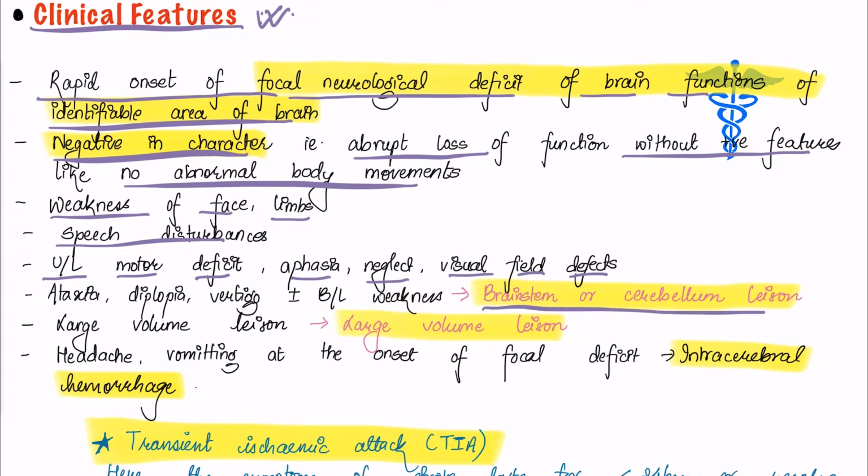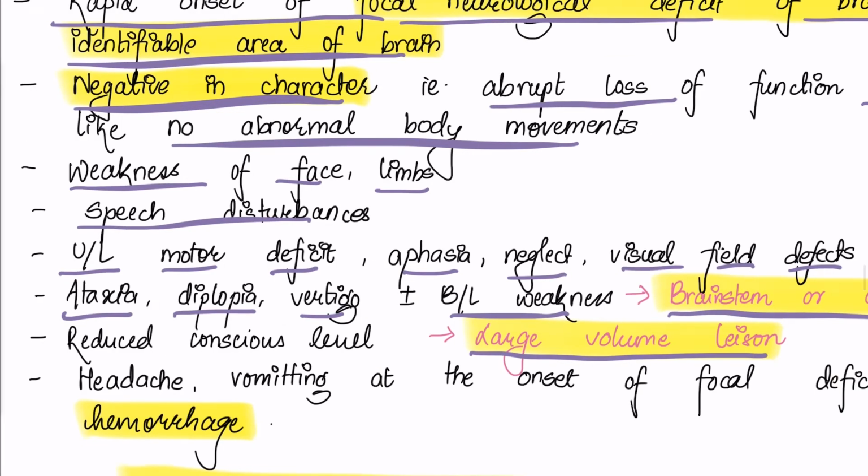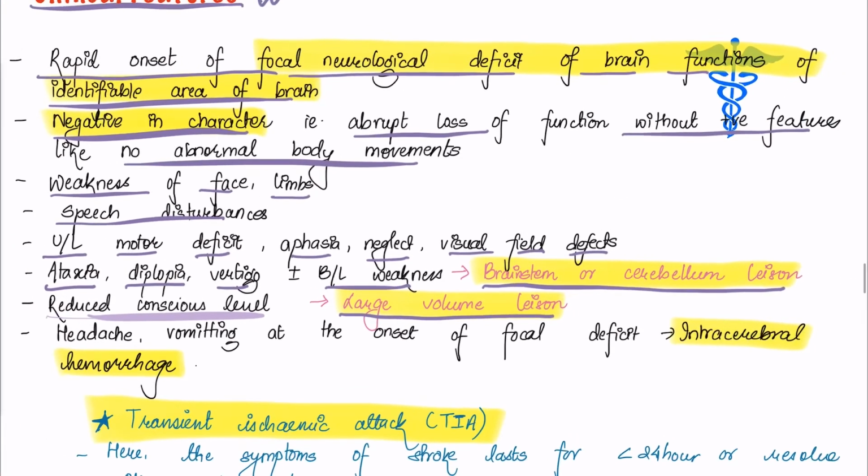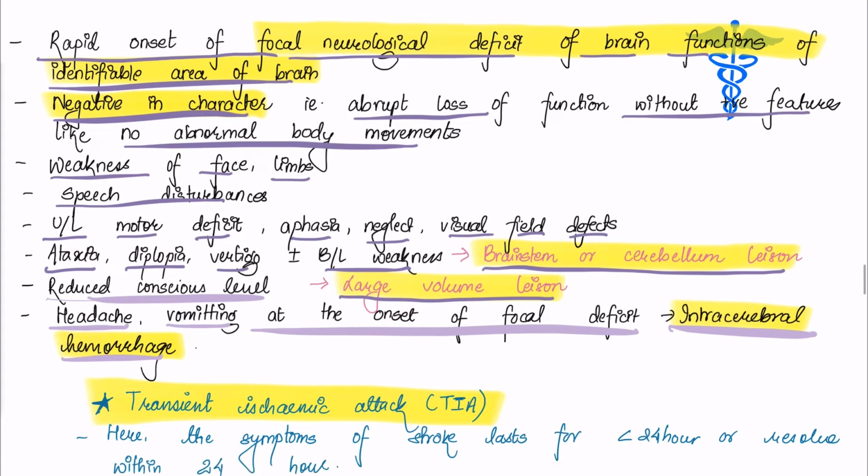If the brainstem or cerebellum is involved, then the patient may present with ataxia, diplopia, vertigo, with or without bilateral weakness. If there is a large volume lesion, then there will be reduced conscious level. And if there is intracerebral hemorrhage, the patient may present with headache, vomiting at the onset of focal deficit.